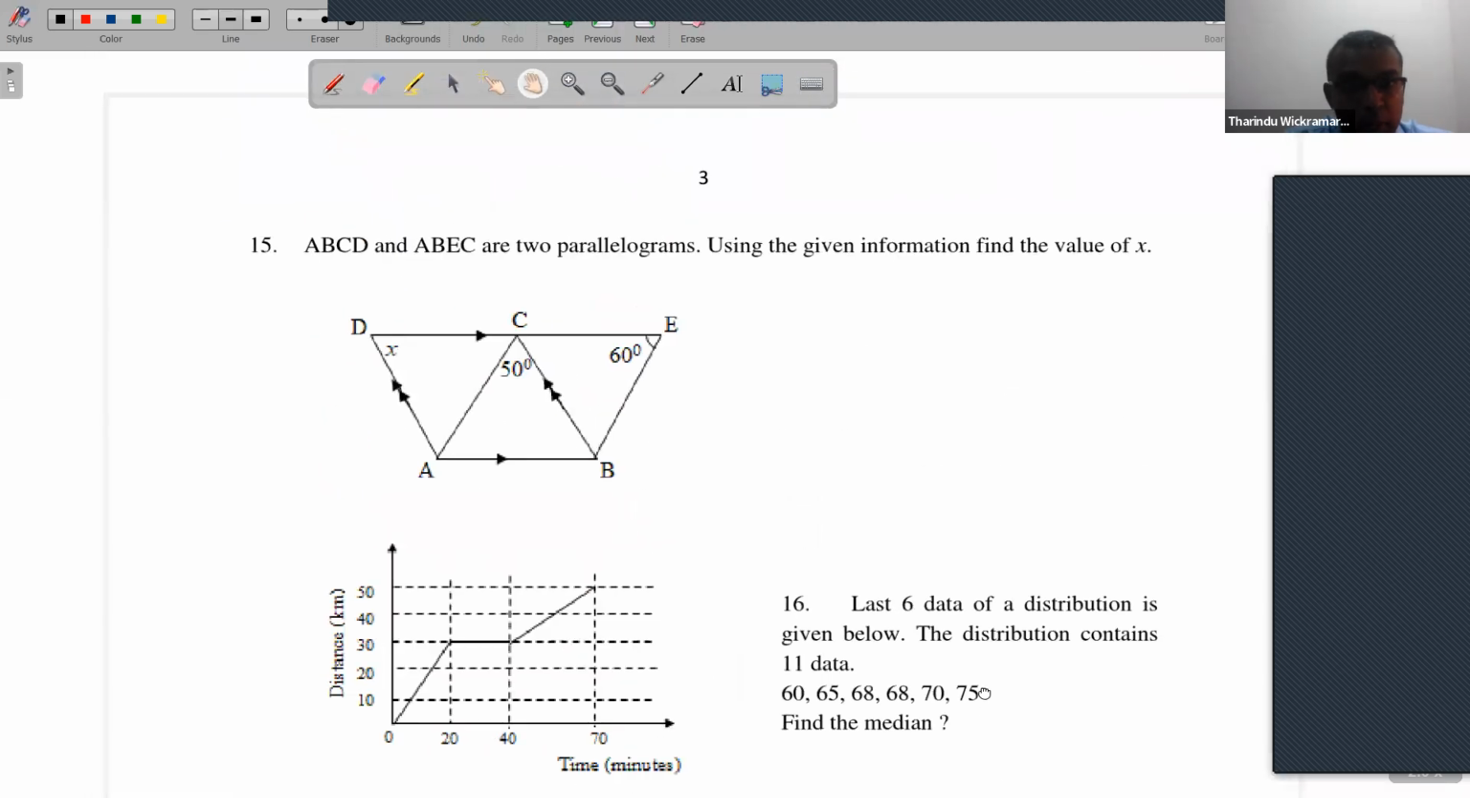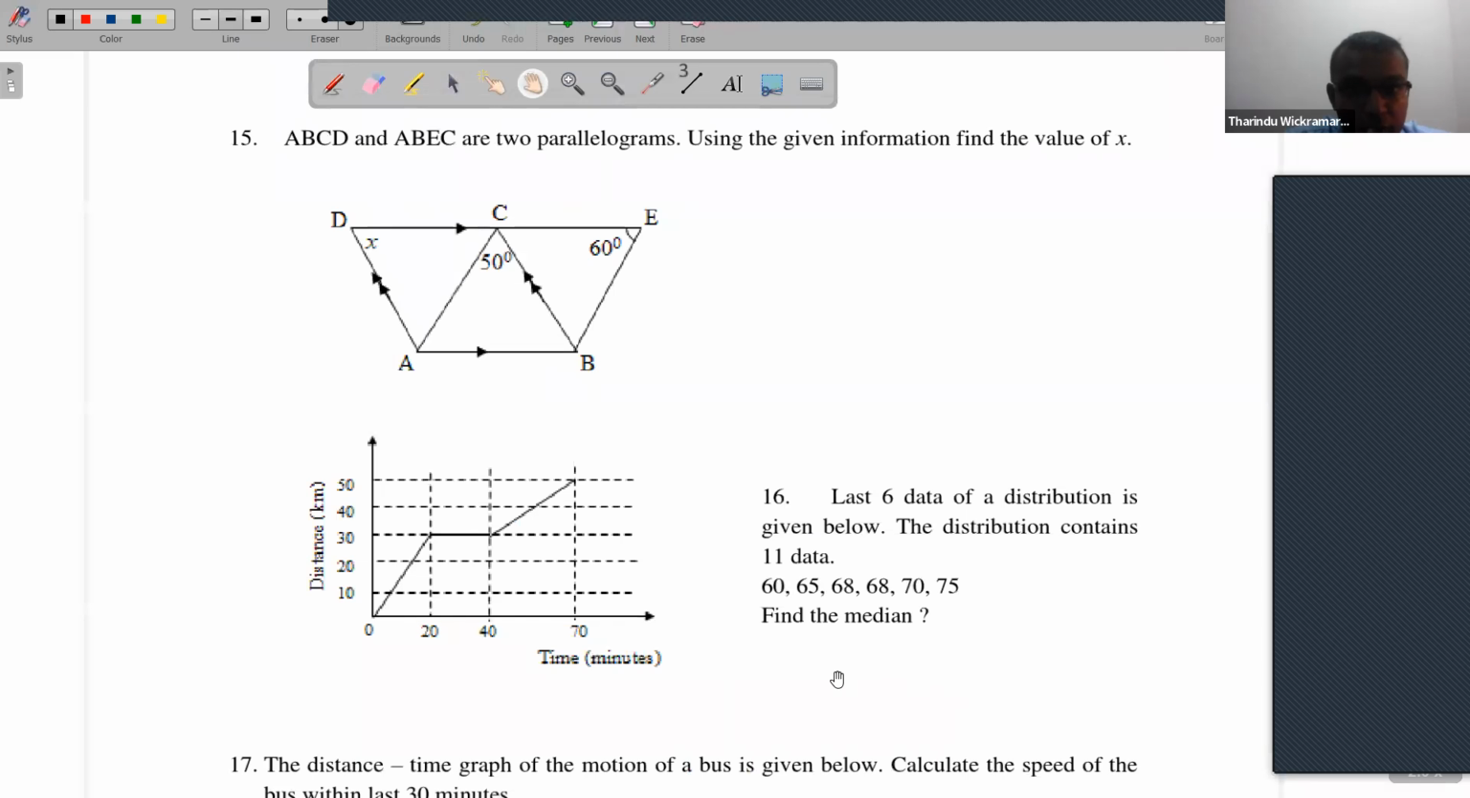We will move a little bit quickly. You can do the 15th one. The 16th one is not for this question, that is a printing mistake. So both of these are parallelograms.